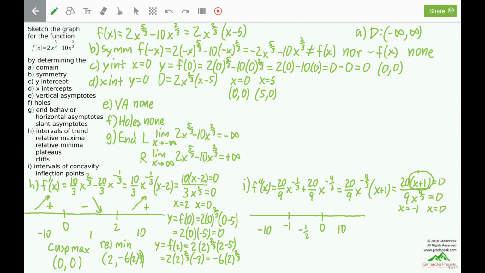Plugging in the -10. -10 plus 1 is a negative. We have a negative second derivative. This corresponds to concave down. Plugging the -1/2 into the portion of the second derivative that matters, -1/2 plus 1 is a positive. We have a positive second derivative. This corresponds to concave up. Plugging the test value of 10 in to the portion of the second derivative that matters, 10 plus 1 is positive. We have a positive second derivative.